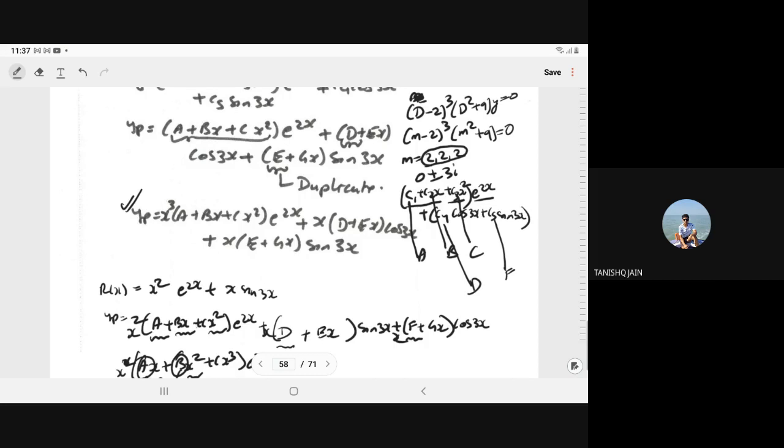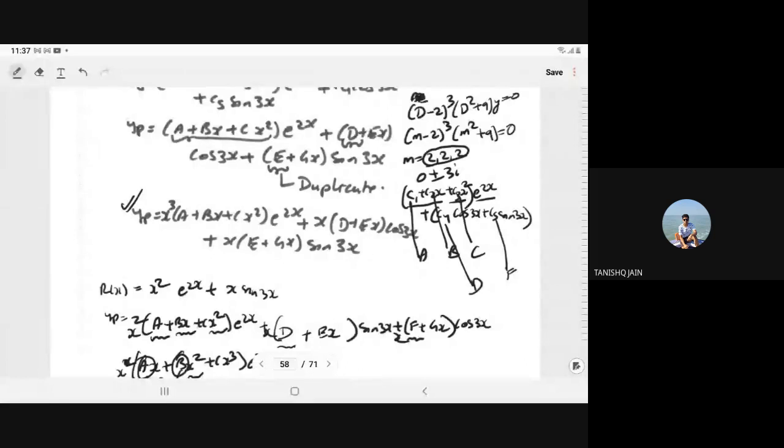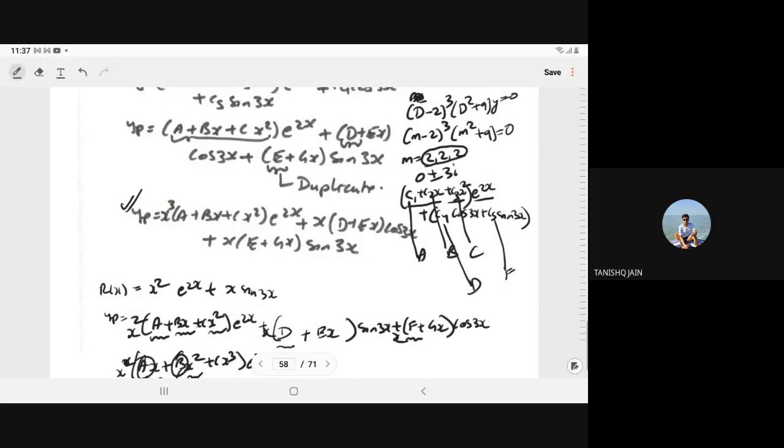Clear? Just to explain, we have framed this question to make clear the meaning of duplicacy. Clear? Any response, any query, any feedback? Still if you have a doubt, you can ask.